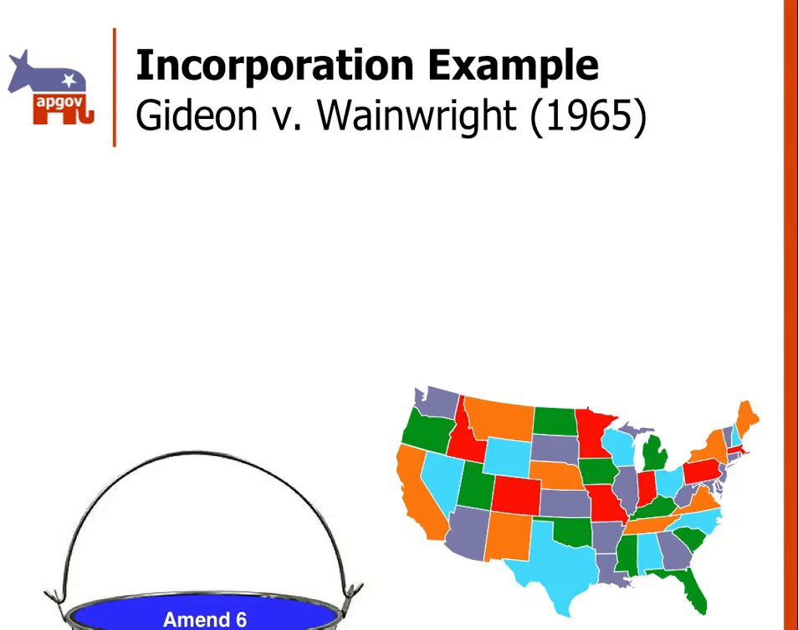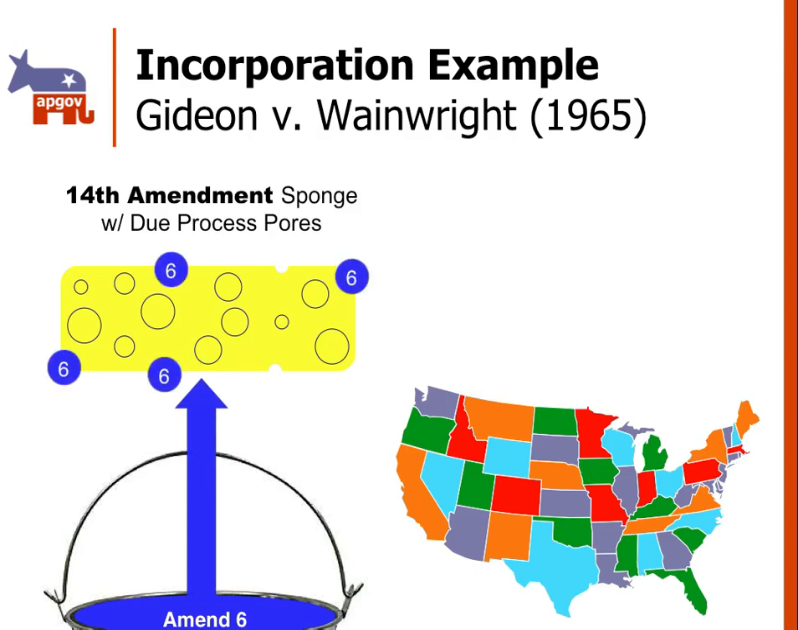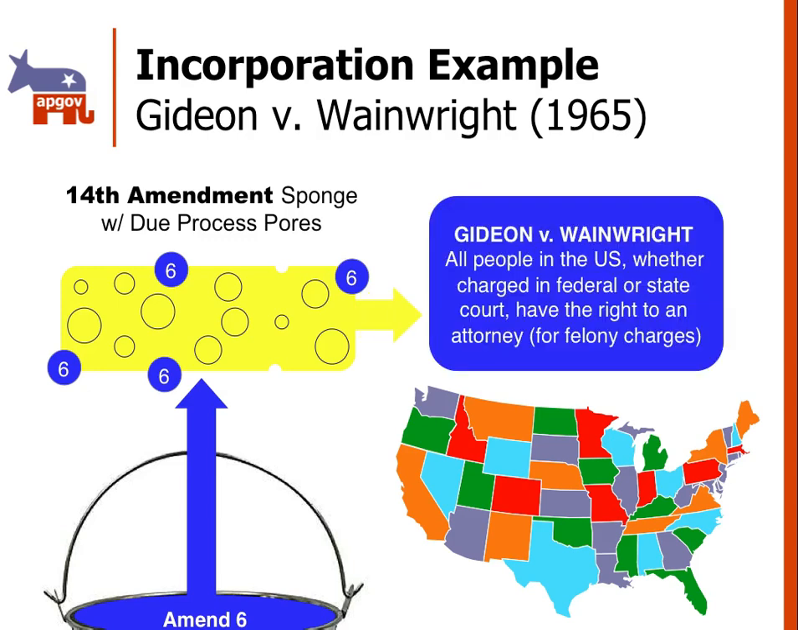So if we use this setup, notice there's a pail here at the bottom of the screen that has Sixth Amendment water in it. And here we have a sponge, and remember the sponge is filled with due process pores. The water of the Sixth Amendment soaks into the sponge. And now we have the Sixth Amendment plus the due process 14th Amendment. And in the ruling of Gideon v. Wainwright, all people in the United States, whether charged in federal or state, remember the state comes in because of the due process clause, have the right to an attorney for felony charges.